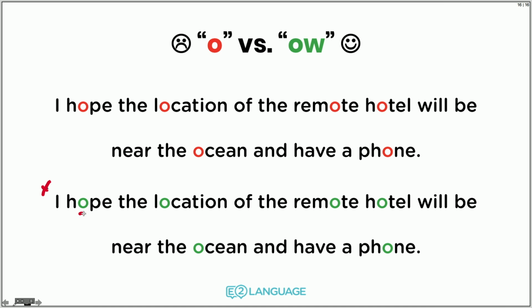So, I hope the location of the remote hotel will be near the ocean and have a phone. Hope, location, remote, hotel, ocean, phone. Don't say hop, location, remote, hotel, ocean, and phone. Okay? This would be considered wrong. Or not wrong, it's just more difficult to understand.